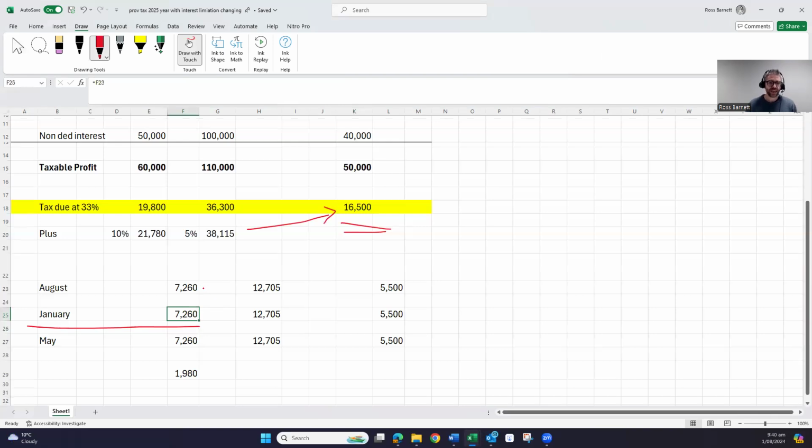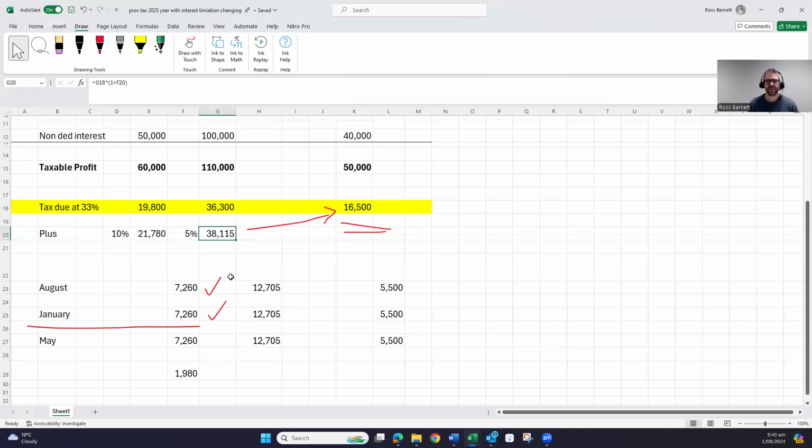So that means we would pay our August one, 7,260, slightly too high, but it means there's no risk, no interest, no penalties. Then we'd pay the January one, 15th of January 2025, 7,260. Then we would file our 24 tax return. IRD is then going to be looking for this 36,300 tax due plus the 5%.